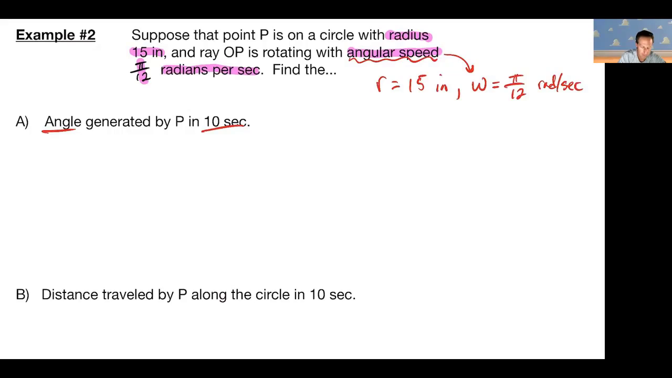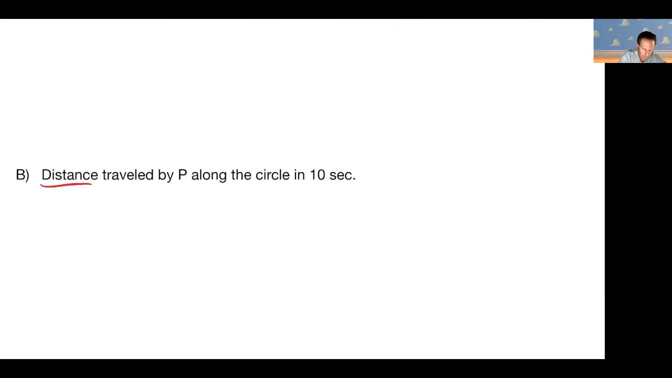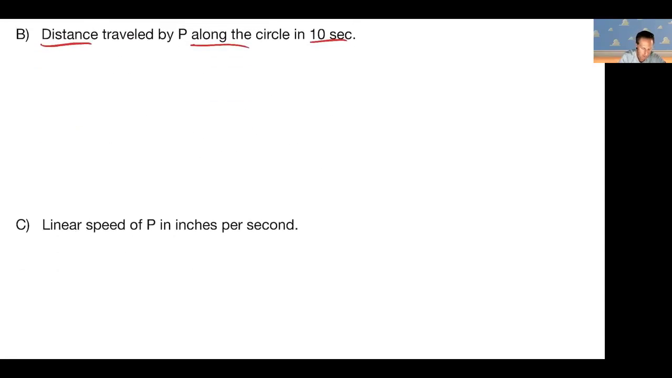Okay, so given that, we're going to have to find an angle formed in 10 seconds, distance along the circle in 10 seconds, and then the last part, C here, the linear speed in inches per second. All right, so go ahead and pause it and give those a try, and then we'll come back through and I'll walk you through them very quickly because it is so similar to the first example.